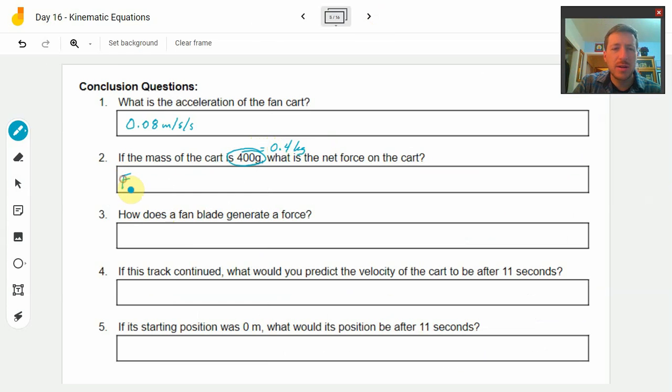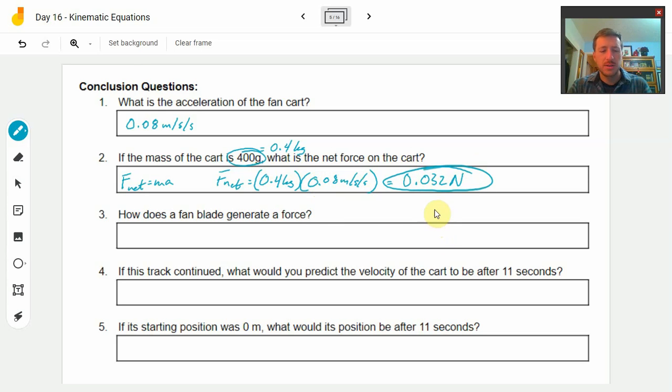So we have net force is mass times acceleration. That's Newton's second law. So that means our net force is our mass, 0.4 kilograms, times the acceleration, which was 0.08 meters per second squared. And that gives us a net force of 0.032 newtons, right? So is that a very big net force?